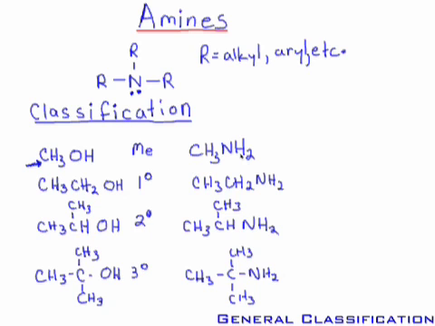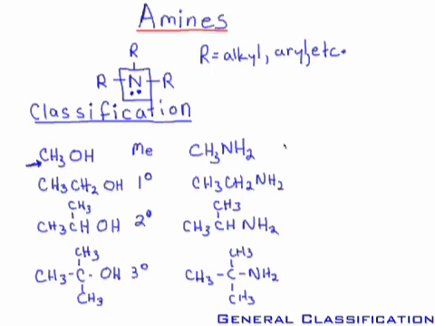So in terms of designating or identifying the functionality of the amine, instead of looking at the carbon that the nitrogen's attached to, you focus on the nitrogen. And you look at the number of carbons directly attached to nitrogen. If nitrogen has only one carbon attached to it, it is primary. If nitrogen has two carbons off of it, it's secondary. If nitrogen has three carbons off of it, it's tertiary. And if nitrogen has four carbons off of it, it's quaternary.